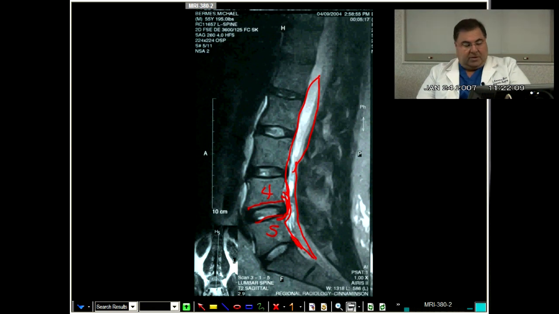Would you like a different color to show something else? Actually, can we go back to that other diagram?